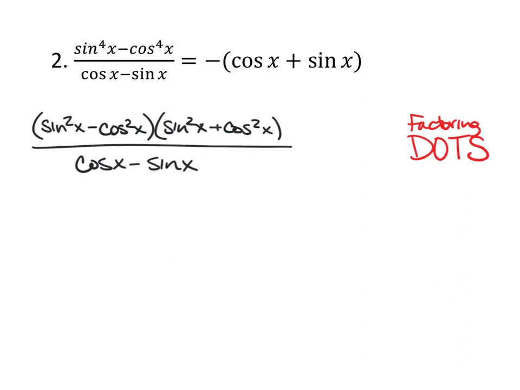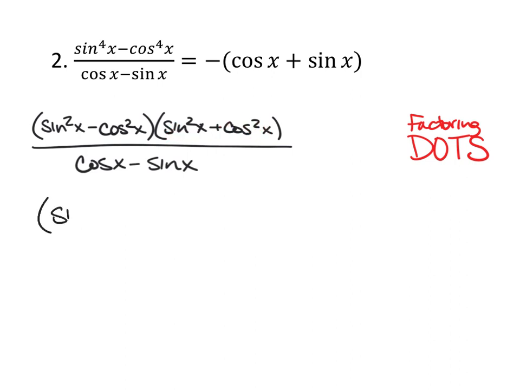All right, what else? What could we do again? Turn sine squared x plus cosine squared x into 1. Okay, we can change this right here into 1. What allows us to do that? The Pythagorean identity. Okay, cool.